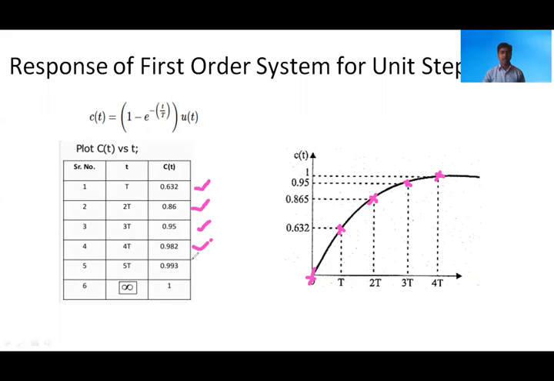At t is equal to infinity, we substitute t is equal to infinity here. e power minus infinity will become 0. Then 1 minus 0 will be 1. So it will become 1 at t is equal to infinity. So this expression is an exponential rising function. In graphical way, we can show the response of the system like this.